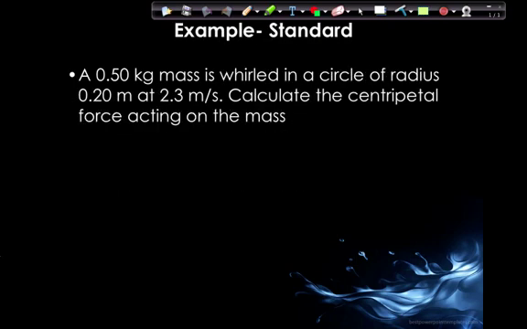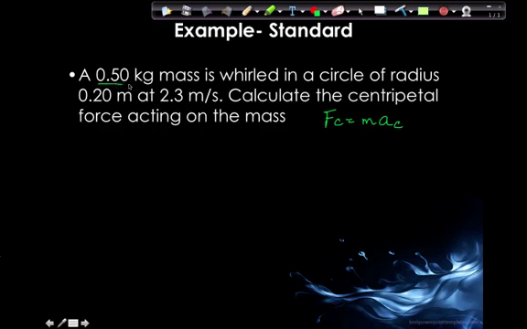Okay, so I have a 0.5 kilogram mass, and it's whirled in a circle with a radius of 0.2 meters at 2.3 meters per second. I want the centripetal force acting on the mass. So I know centripetal force is equal to mass times centripetal acceleration. So let's go ahead and write down what we have in this problem.